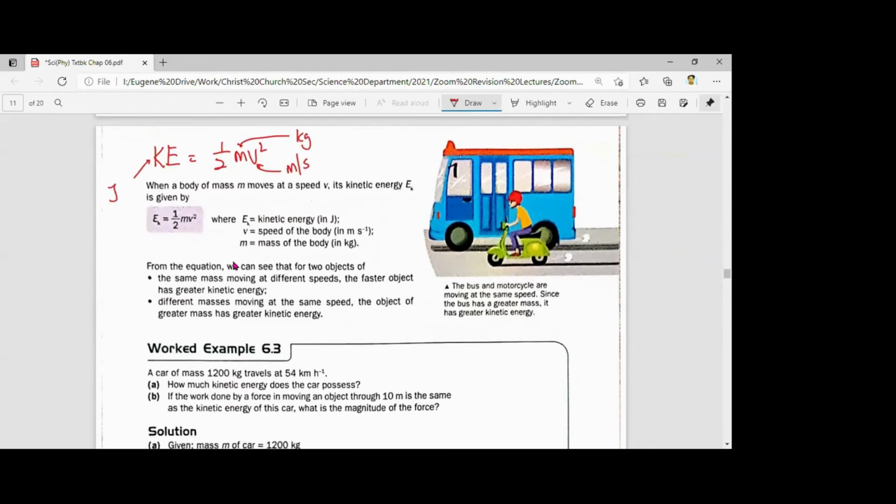I just need to take note from the equation. If you have two objects of the same mass, so m is the same, but they are moving at different speeds, the higher the speed, the greater the KE. So a faster object obviously has higher KE. I think this one is clear cut. Next, if the objects have the same speed but different mass, we know that the object with a greater mass will have a greater KE. So just take note of this also.